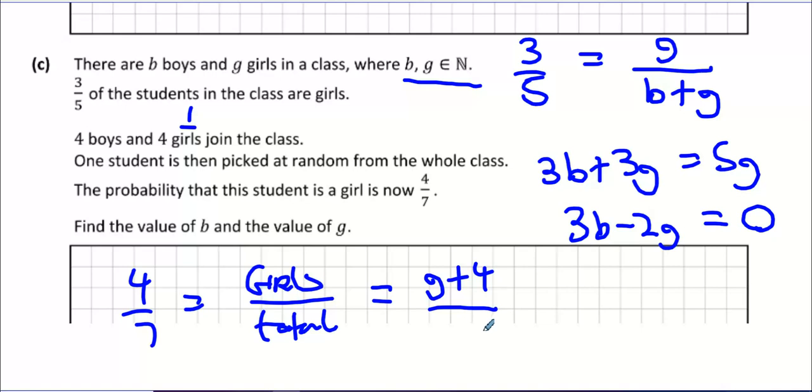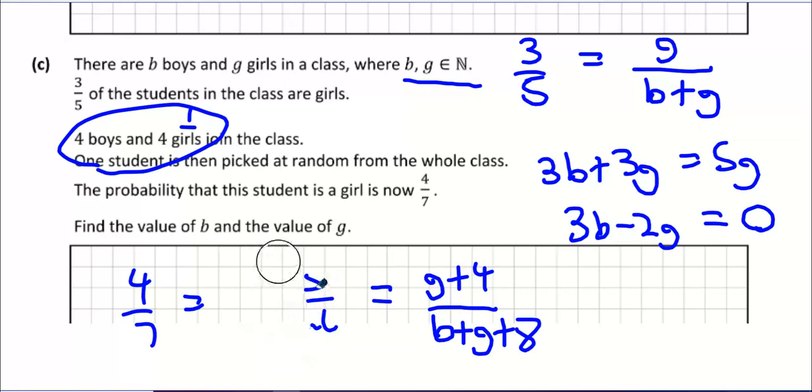And what about the total? It was B plus G. How many new people have you added in? Added 8 in. And now what happens? Look, we get rid of this middle part, fuse them together.